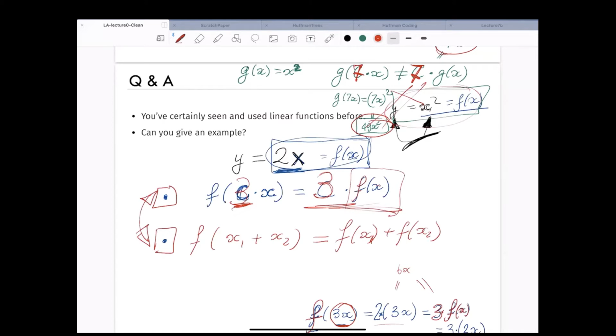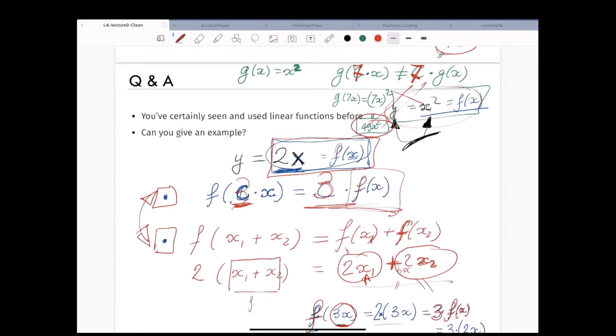Okay, what did I just write down? Is this true for my blue f here? Yes, it is true, because 2 times x1 plus x2 is the same as 2 times x1 plus 2 times x2. This is my function f, that doubles its input, applied to the argument x2. This is the same function f applied to its argument x1. Their sum is exactly the same as when I sum up the arguments first, and then apply f.